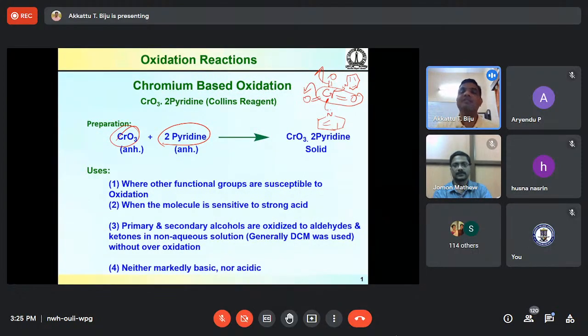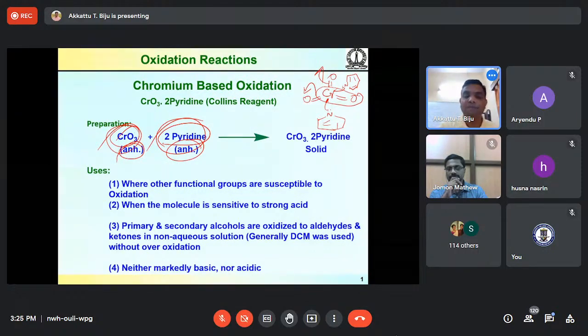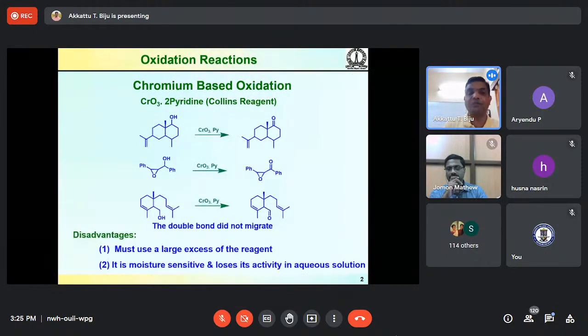So here the advantage is you use only pyridine along with chromium trioxide, no water, no sulfuric acid, so it is anhydrous. So the advantage is that you can use this reagent for the oxidation of an epoxy system.